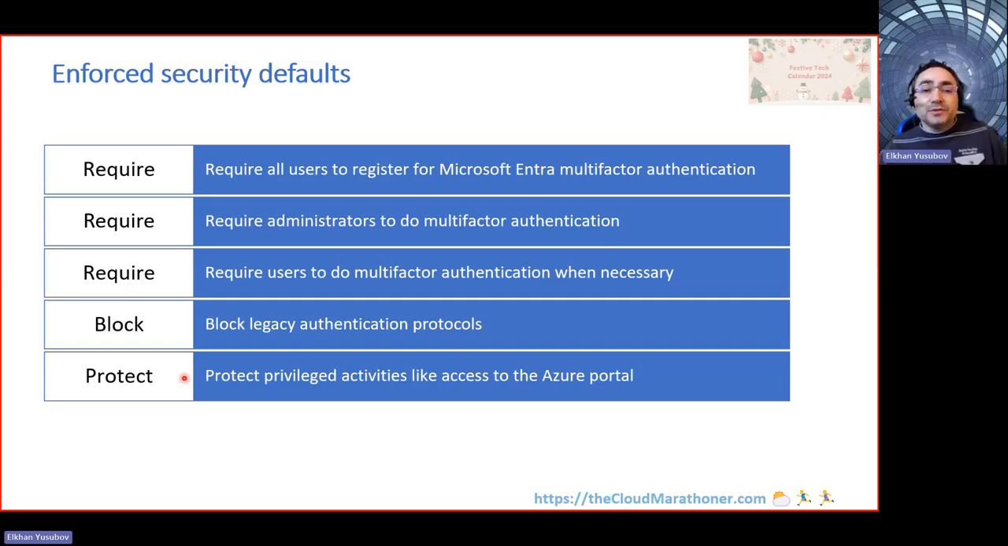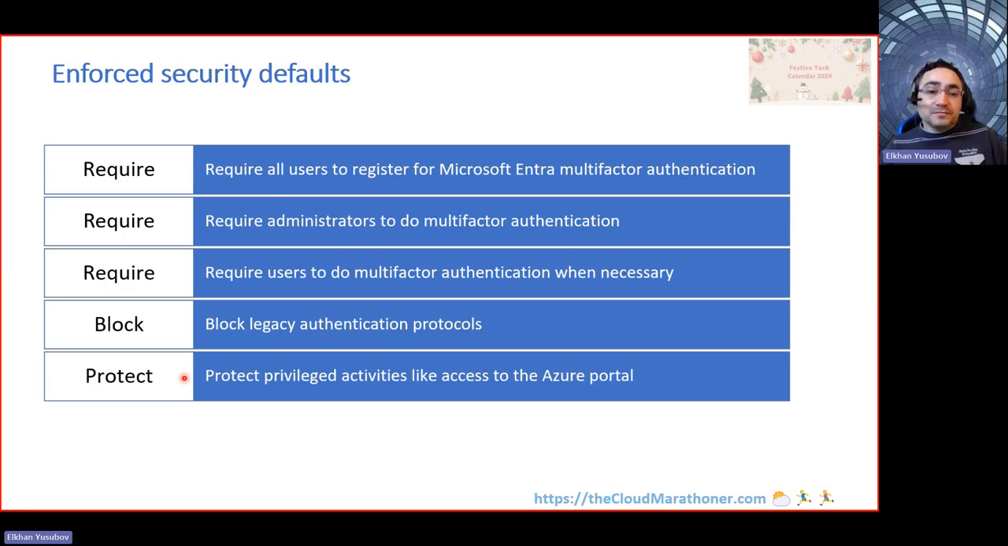Finally, protecting privileged activities like access to the Azure portal. After you enable security defaults in your tenant, any user accessing services such as the Azure portal itself, Azure PowerShell, Azure CLI, or the Microsoft Entra Admin Center must complete multi-factor authentication. This is for protection, and this provides one of the best protections from compromised accounts.